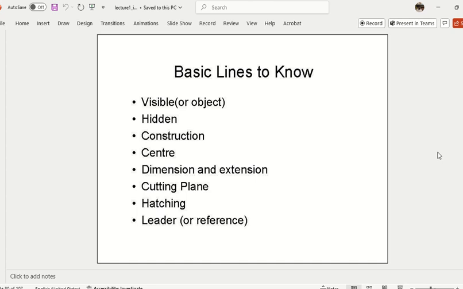So the cutting plane is associated with the section. Why is it important? Because all sections are not the same, even if they are in the same direction and even if they are for the same object. Got it? Clear? So the cutting plane shows where your section is cut. Hatching. Hatching means filling.